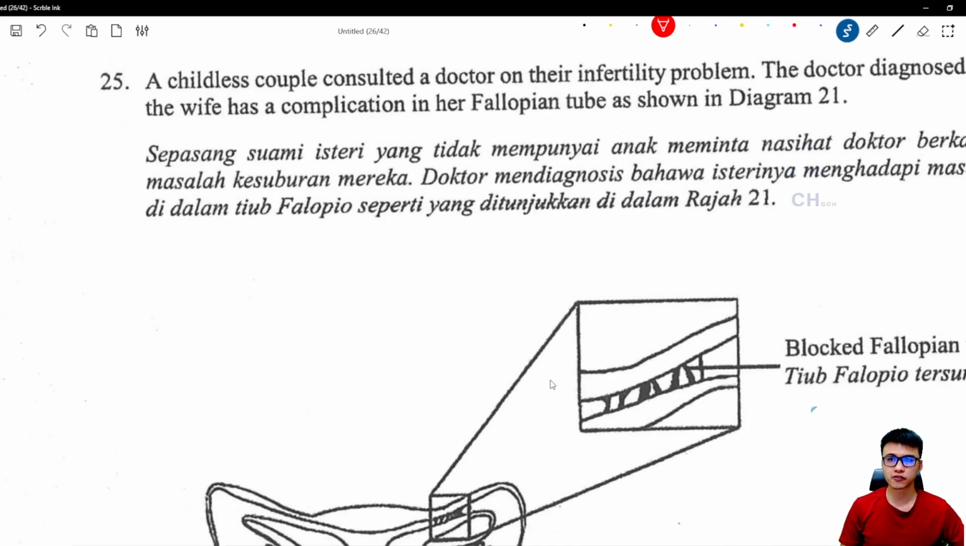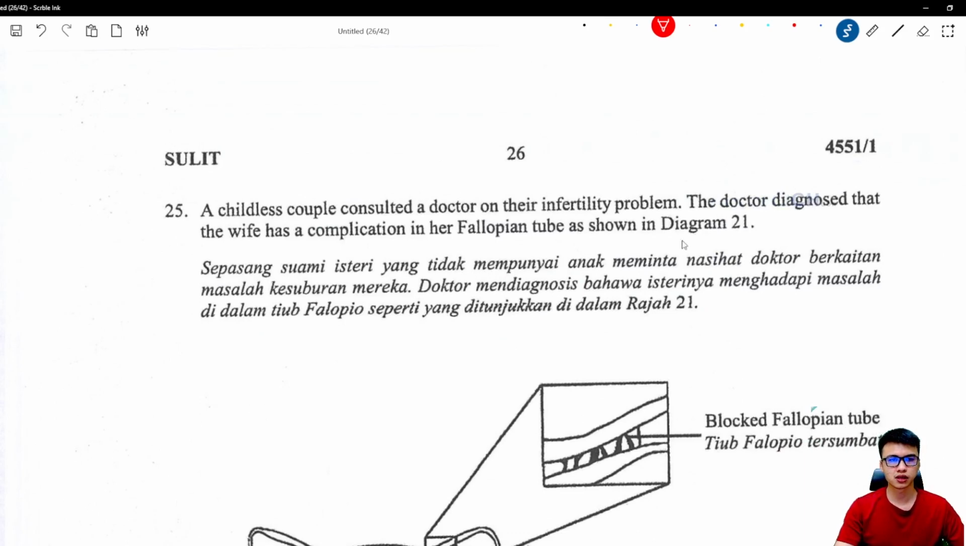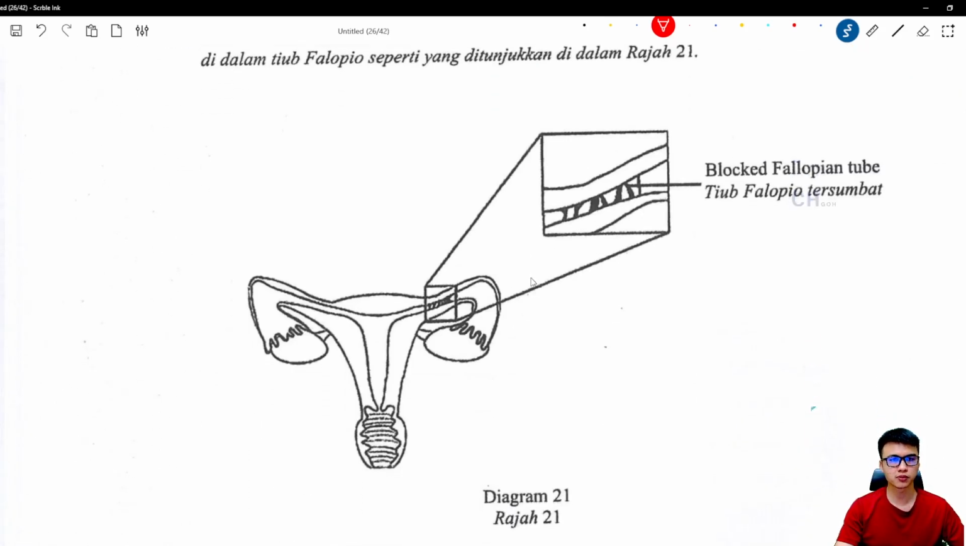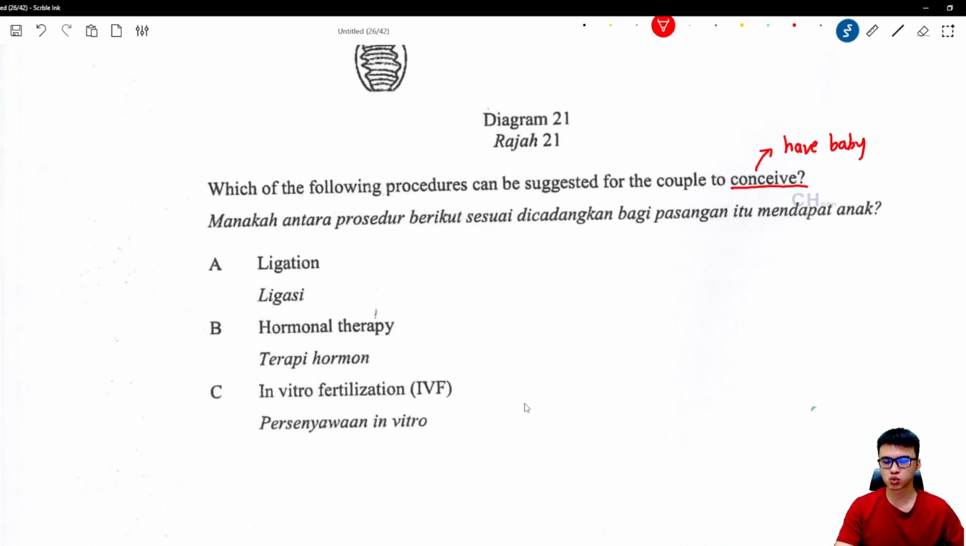Question 25. A childless couple consulted a doctor. Then it diagnosed that it has complications in her fallopian tubes. Blocked fallopian tubes. Okay. Which of the following procedures can be suggested for the couple to conceive? Okay, what is the meaning of conceive? Conceive means pregnancy, have a baby. You are going to have a baby. If you want to have a baby, you can choose to do this process.